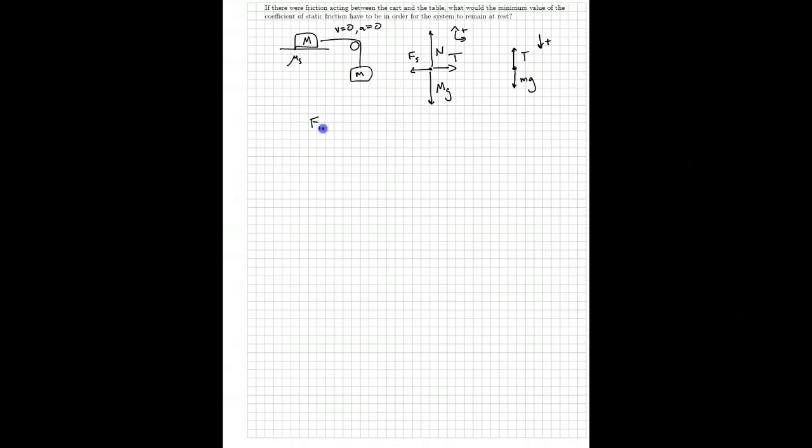Alright, so Fnets. So Fnet for the cart in the x, I have T to the right and F sub s to the left, and this is balanced because the system is just remaining there at constant velocity. The velocity happens to be 0. In the y dimension for the cart, I have normal force up, Mg down. And Fnet for the hanging mass, I have mg down, which is going to be positive for me, and T up, and again, it's balanced.